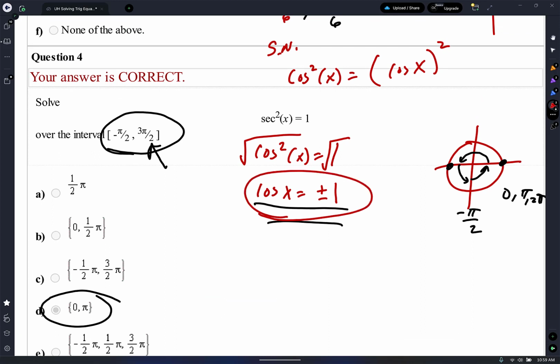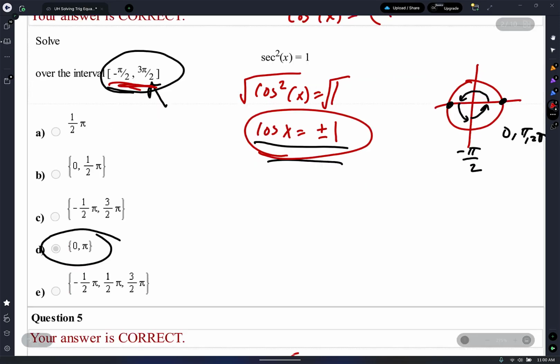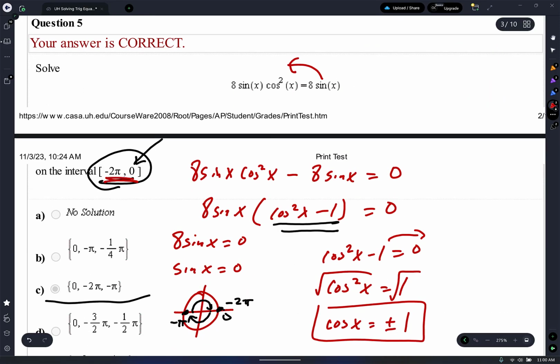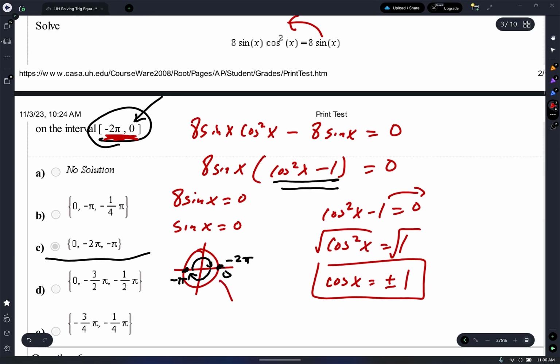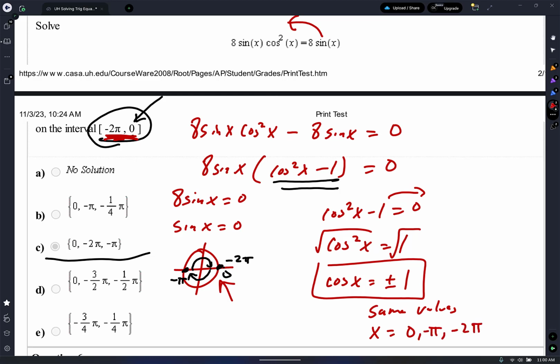0, pi, and 2 pi? Well, that's because of that, right? So we got 0 and pi. But this time I'm in this domain, negative 2 pi to 0. So it's the same values: x equals 0, negative pi, and negative 2 pi. I guess if I'm writing them from least to greatest, it's negative 2 pi, negative pi, and 0. What's up?